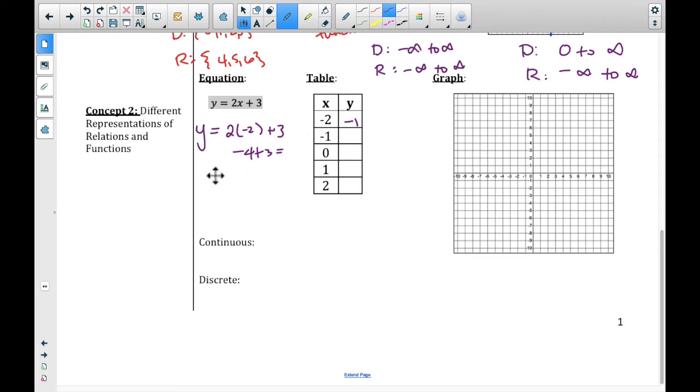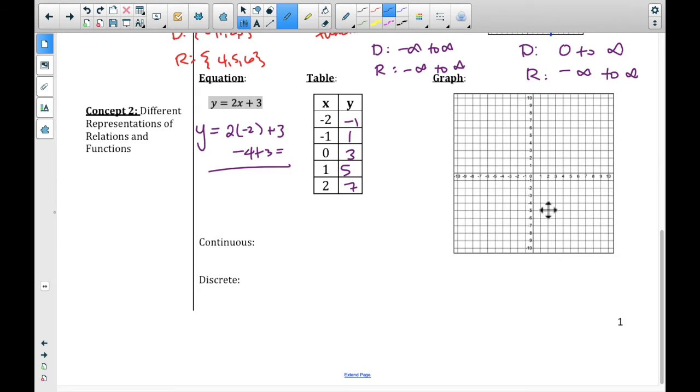If I plug in the -1, then I can do it mentally. I get a -2 plus 3, that's 1. I plug in a 0. 0 plus 3 is 3. Plug in a 1, that's 5. I plug in a 2, that's 4 plus 3 is 7. So there's my table, there's my equation, and my graph.